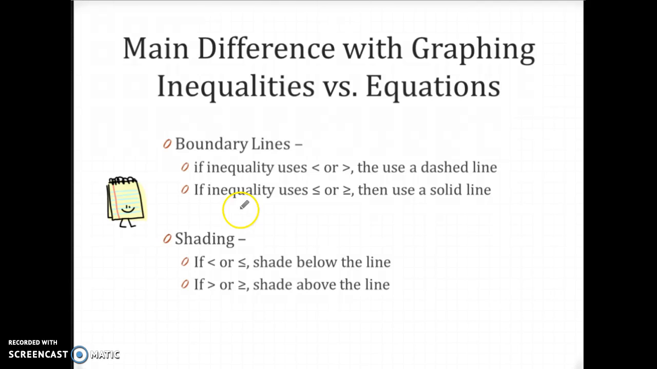And then the shading. If your inequality is less than or equal to, you're going to shade below the line, thinking you want to shade all values that are less than that equation, or less than that y-intercept. Think of that on the y-axis. If it's greater than or equal to, you're going to shade above the line.